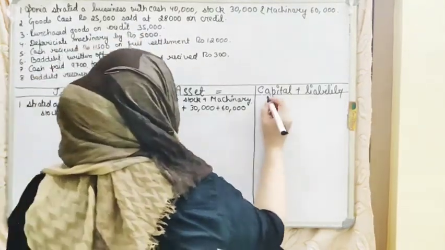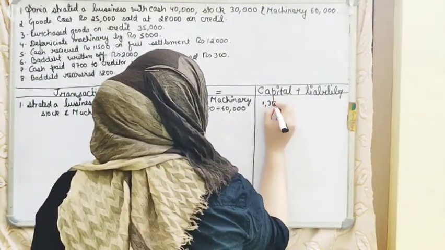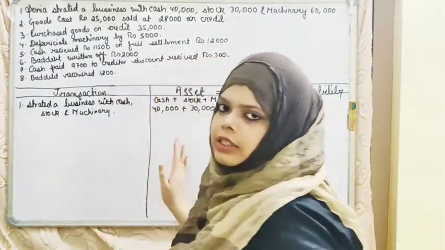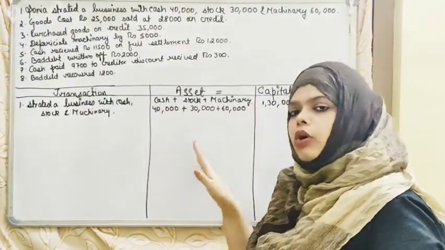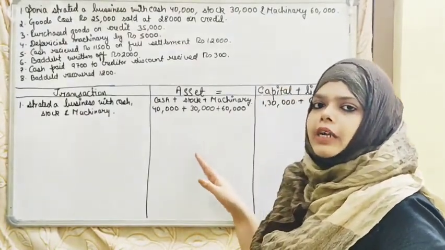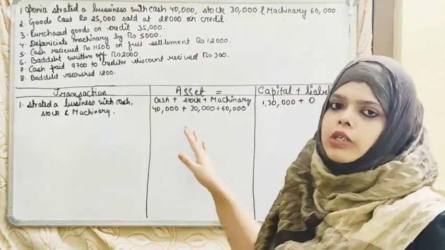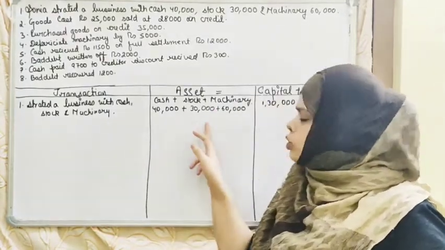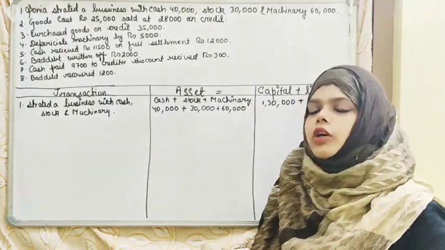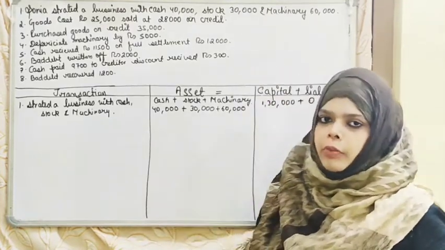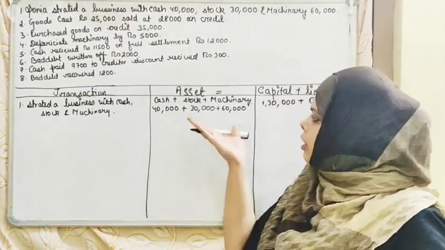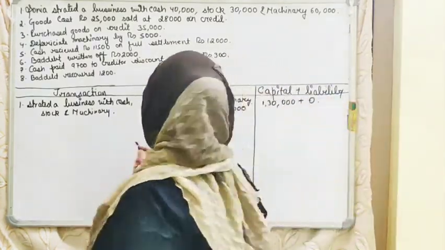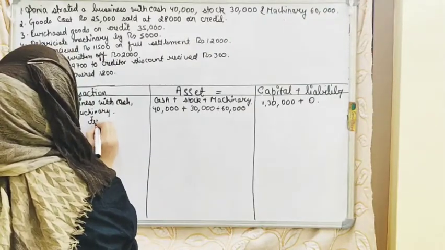So the capital amount will be 1,30,000 rupees plus 0. Why did we write this in the capital part? Because all these things are the entrepreneur's. The entrepreneur or the owner started the business with all these items: cash 40,000, stock 30,000 and machinery costing rupees 60,000. So what will be the first equation? Let us write the first equation.